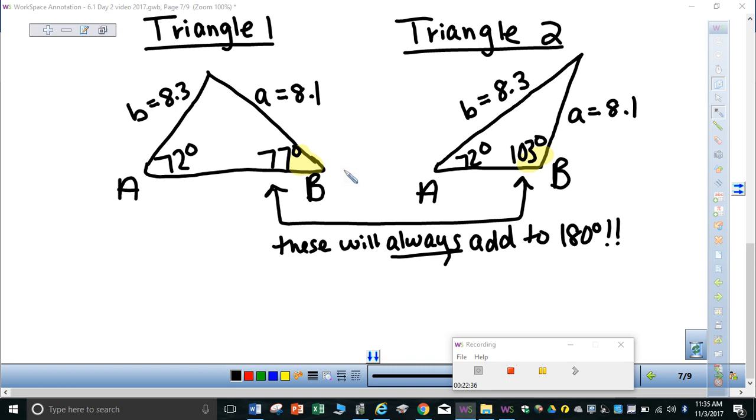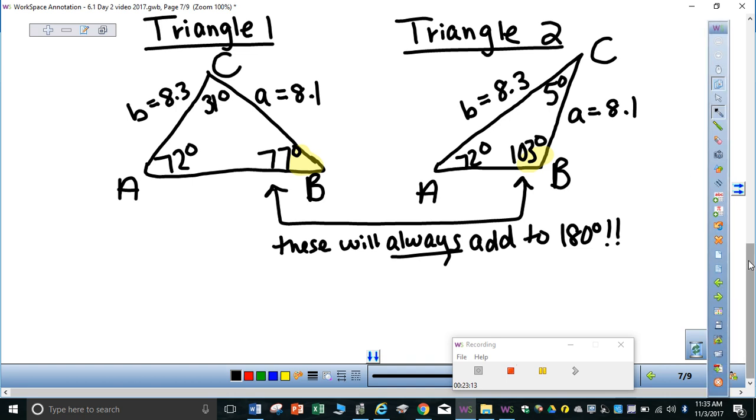Okay, so now that we have angle B for each triangle, let's go ahead and find angle C. We know that we're going to find angle C by subtracting the two given angles from 180. So in triangle 1, angle C would be 31. For triangle 2, angle C is 5. Let's also label that as angle C.